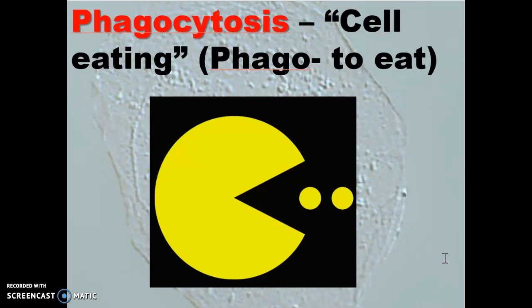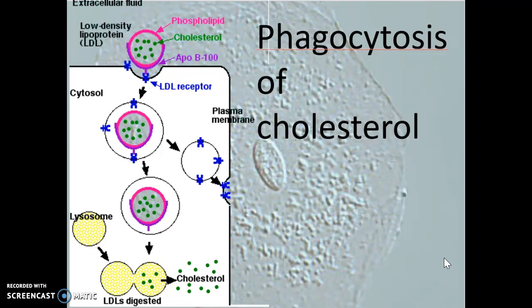Phago is Greek for eating. So phagocytosis is cell eating. Anytime the cell invaginates or wraps its membrane around something and pinches off and takes it in, that is phagocytosis. It could be a white blood cell attacking a bacteria. It could be a regular cell just taking in a solid molecule. And here's a nice little diagram of phagocytosis of cholesterol. You might want to pause it here and look at it. I'm going to move on.